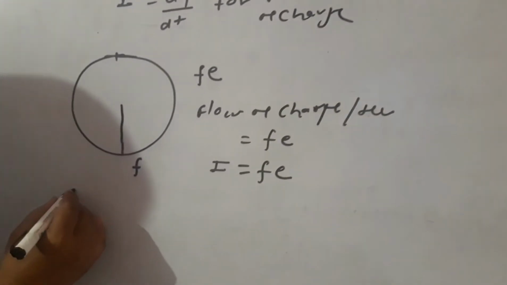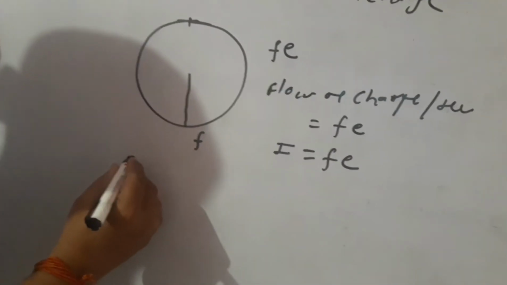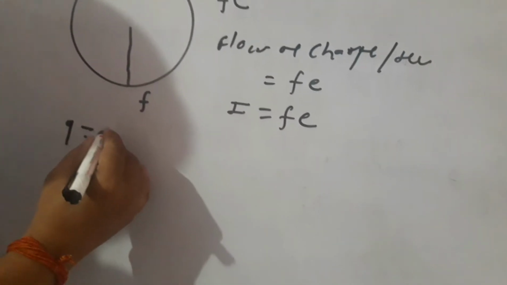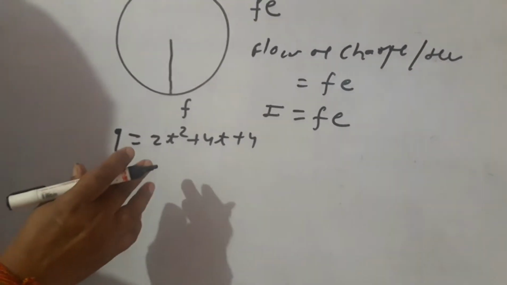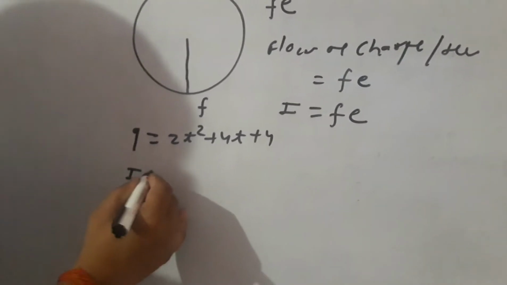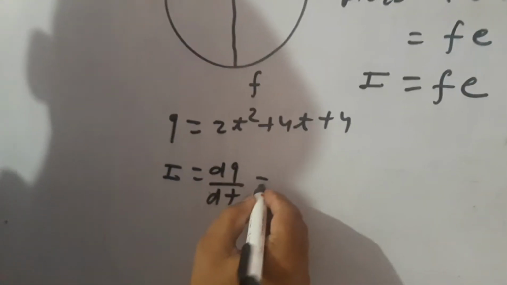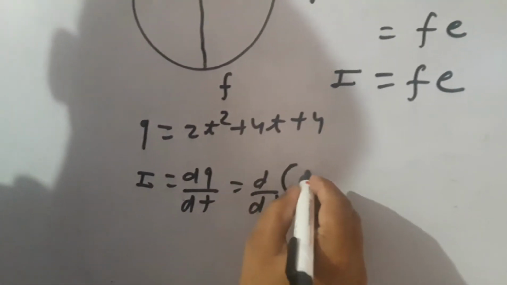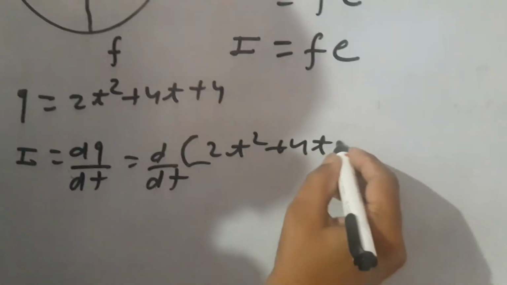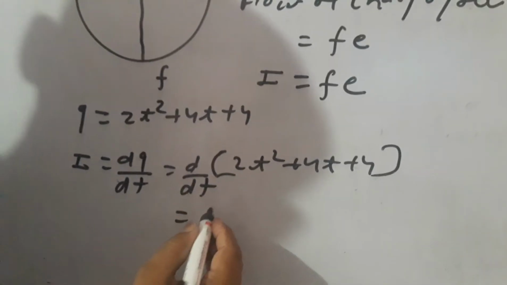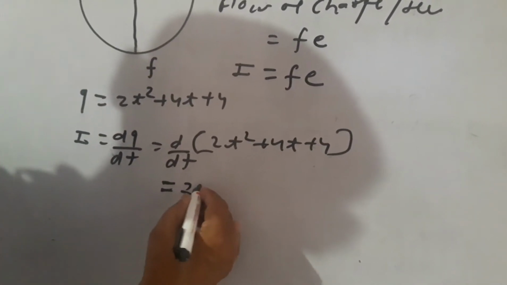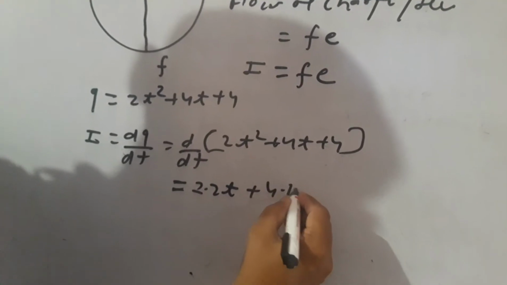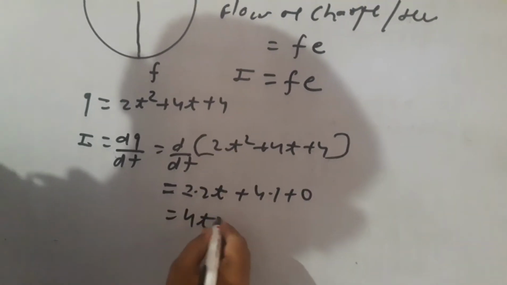But if at any instant flow of charge from any conductor q equal to 2t square plus 4t plus 4, and we have to find current at any instant t, I equal to dq upon dt, that equal to d upon dt of (2t square plus 4t plus 4). On differentiating, the function gives 2 into 2t plus 4 into 1 plus 0, means 4t plus 4.